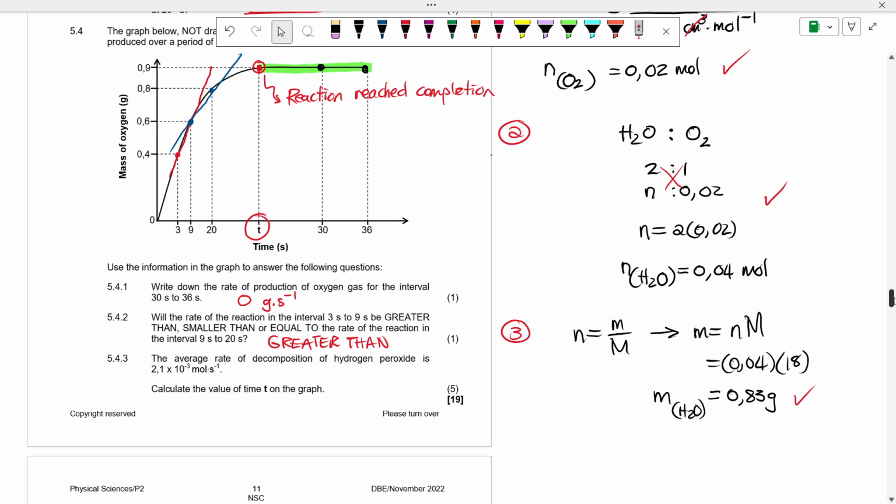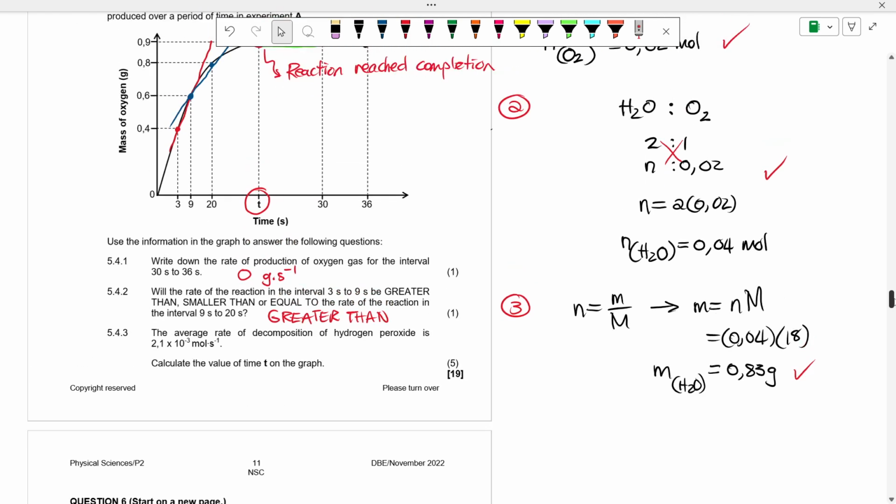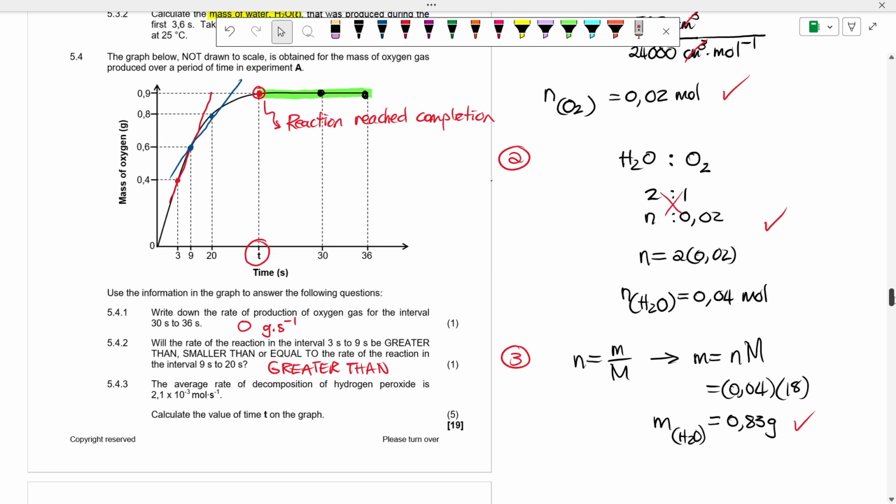Okay, very good. The last question on this is: the average rate of decomposition of hydrogen peroxide is 2,1 times 10 to the power negative 3 mole per second. Calculate the value of T on this graph. It's a bit of a challenge, 5 marks. You can get it right all the time.